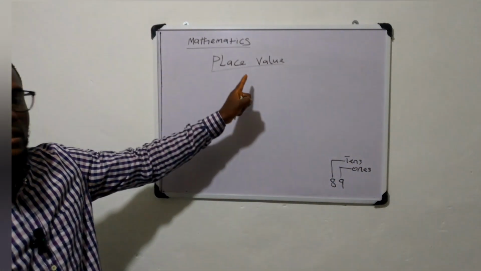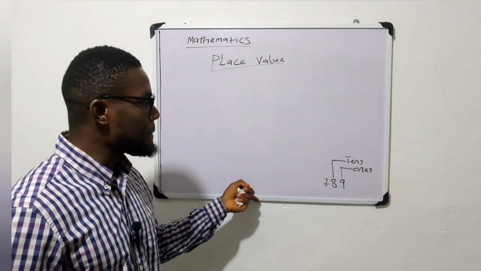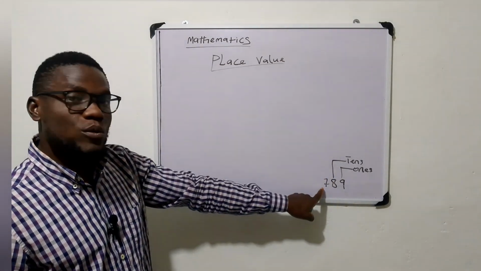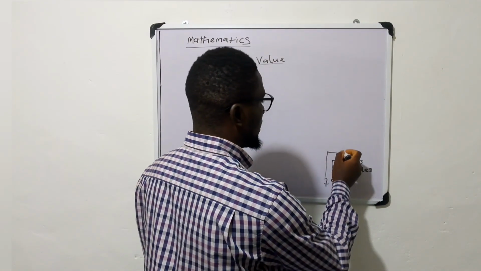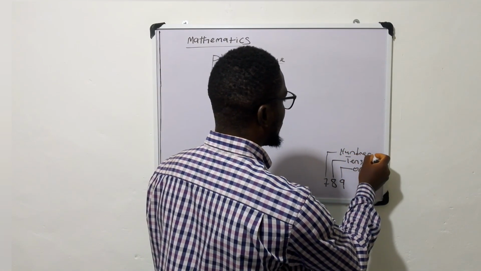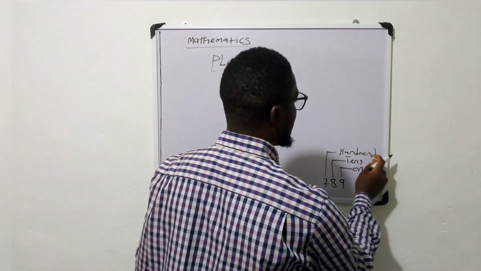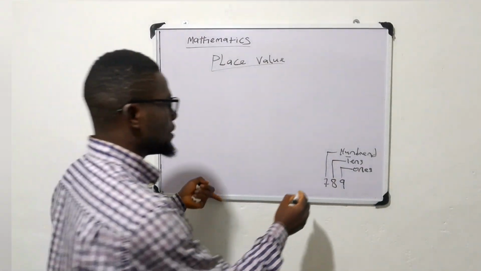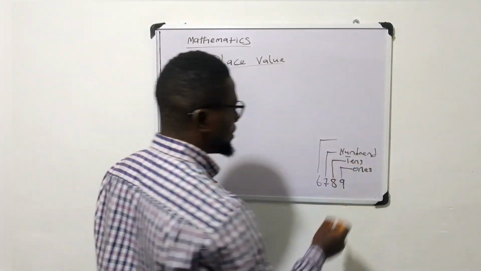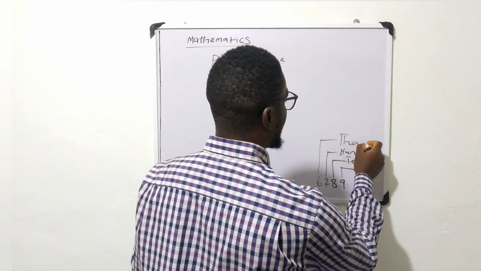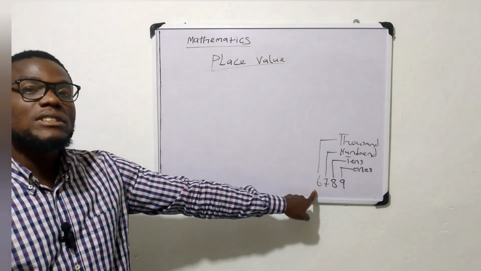After 8 from the 10 digits we have 7. What is the value assigned to the position of this 7? The value assigned to the position of the 7 is 100. Then you have 6. What's the value assigned to the position of 6? It becomes 1000. That is the value assigned to the position of this 6 in this number.